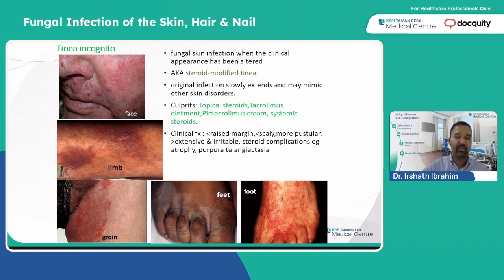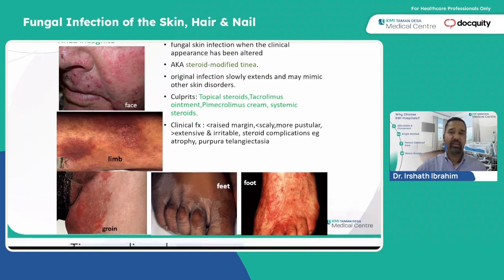So the clinical features: the margins are less raised. In tinea, you have elevated angry red borders, so this one has less raised margins. Take a look here. And then it is less scaly, but more pustular. I don't know if you can appreciate some pustules here. But it's more extensive and more irritable. And you might even see some complications of topical steroids, like atrophy, purpura, or telangiectasia.